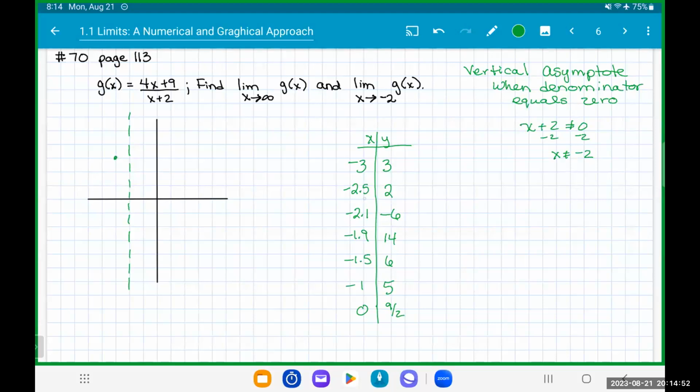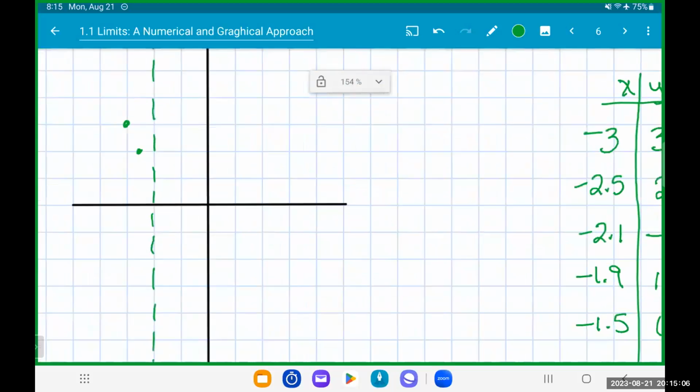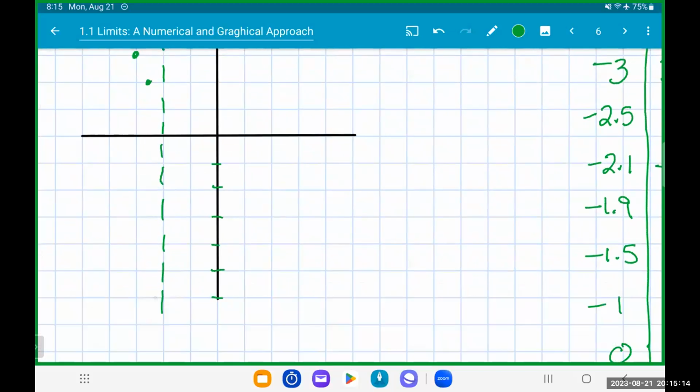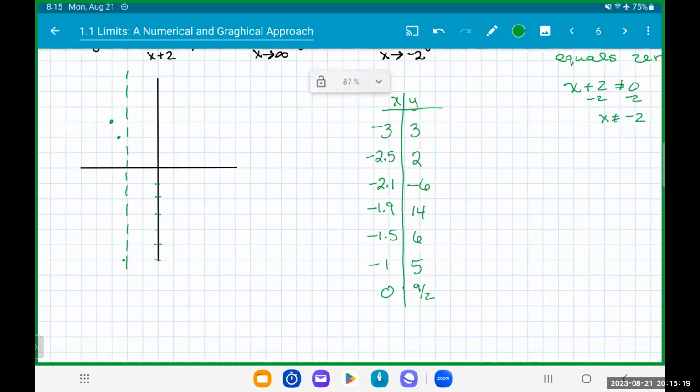I have negative 2.5, so I'm halfway here and it's at 2. And then I have this point, negative 2.1 and negative 6. So here's negative 1, 2, 3, 4, 5, negative 6, and we're much closer to that line over here. Okay, so we can kind of see that the shape is something like this. Okay, that's just the first half.